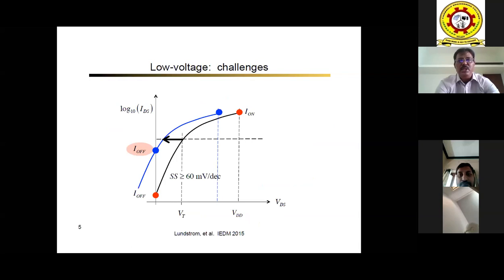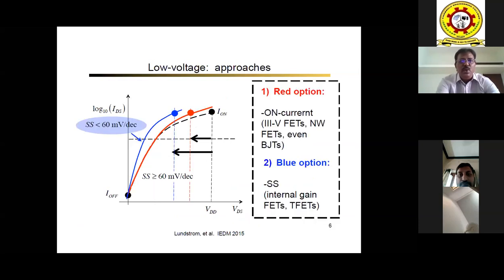Well, coming to low voltage now. As I said, 0.5 volts has become logic 1 at the 5 nanometer technology, right? So when you're talking about low voltage, what kinds of challenges are we going to face?